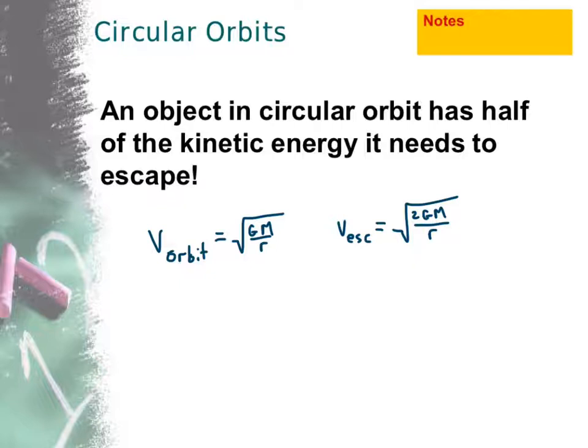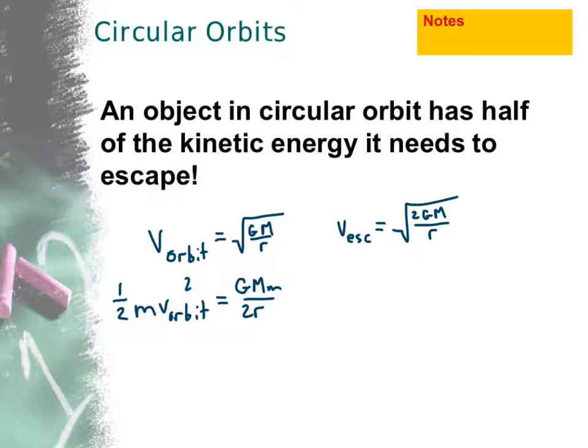Well, if you were to find out, okay, what's the kinetic energy of this object while it's in orbit, you'd have 1/2 m v orbit squared. Well, that would turn out to be G times big M times little m divided by R. Oh, divided by 2R, excuse me.